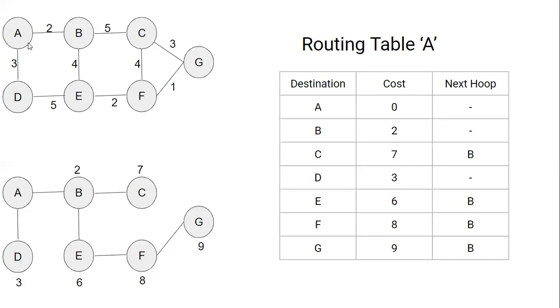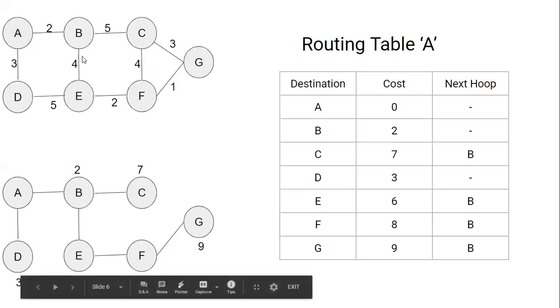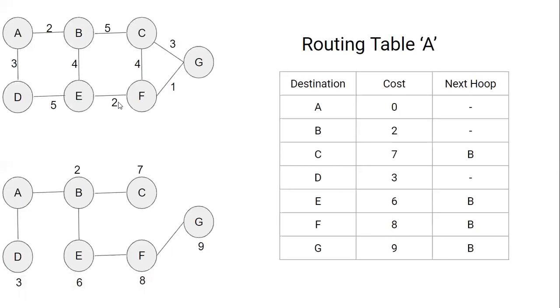So if we have to calculate the value, A to C directly is 7, we already know, and we need to calculate from C to F. So 7 plus 4 is 11. That is one way, and another way is A to B, B to E. So what is the value of E here? Already we have written here 6. So A to E is 6. 6 plus 2 to travel to F is 8.